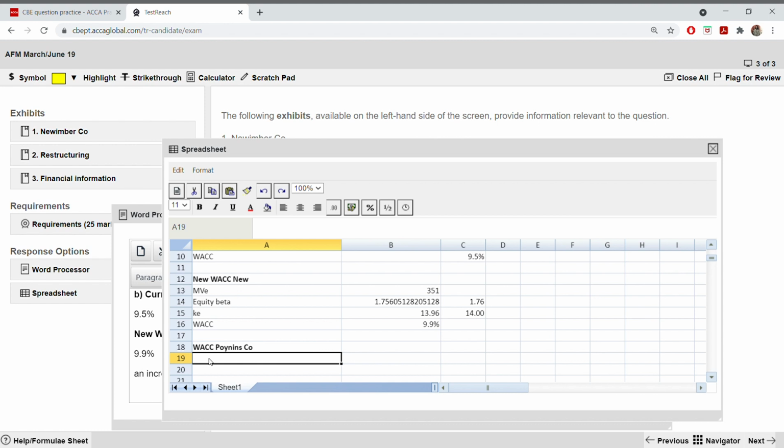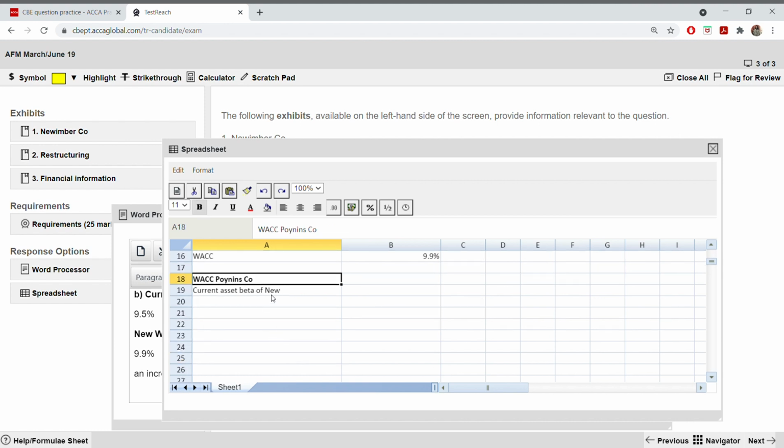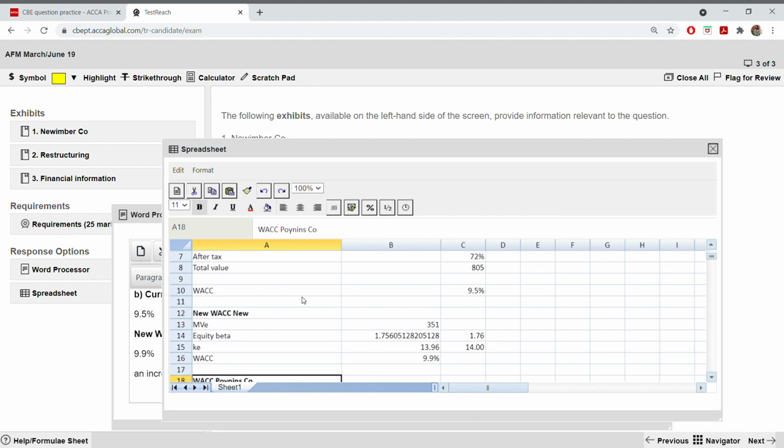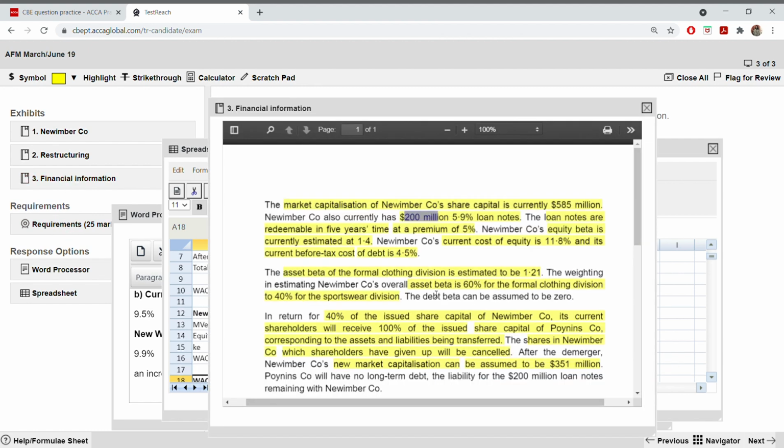Now you need to use the weightings, okay? So how do you find it for Ponnin's? This is where you are using the proxy company's asset beta. So what is the current asset beta? Current asset beta of new. Okay, I'm just going to write new. That means the new member company. What is the current asset beta? It is 1.4, right? Sorry, the current equity beta. You have to find the current asset beta.